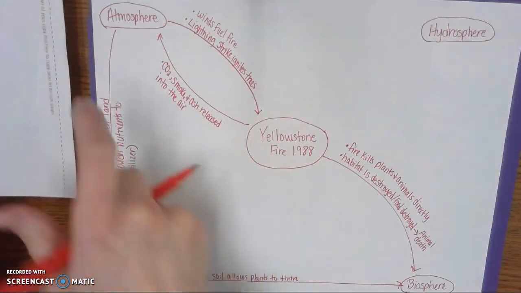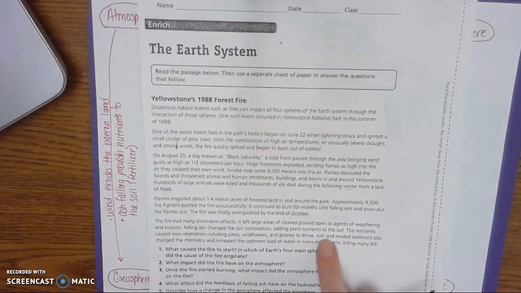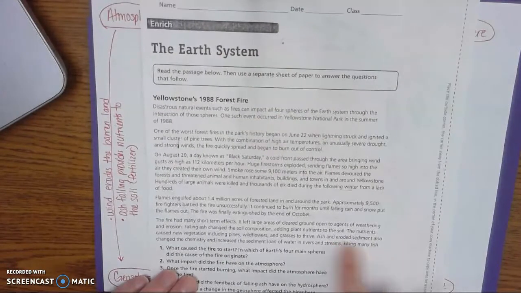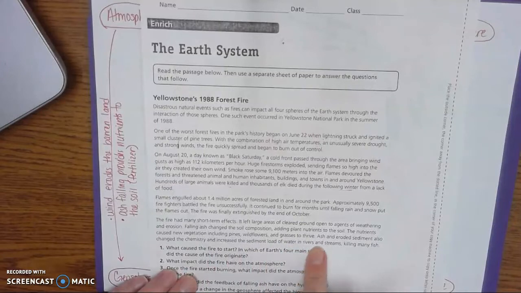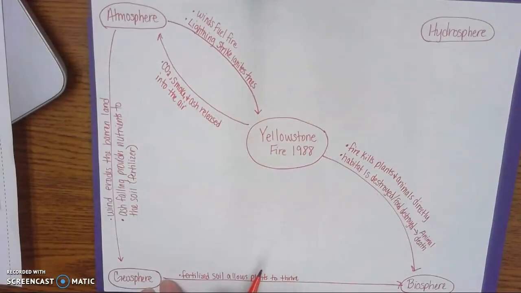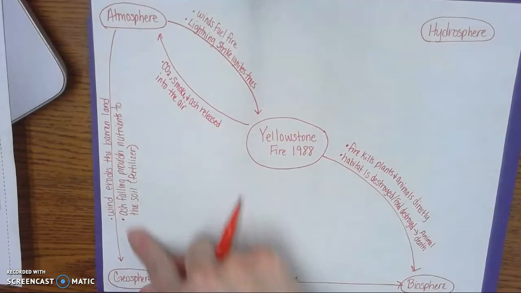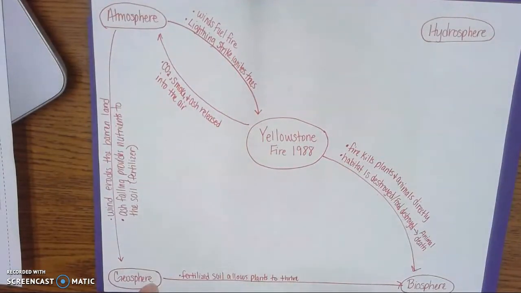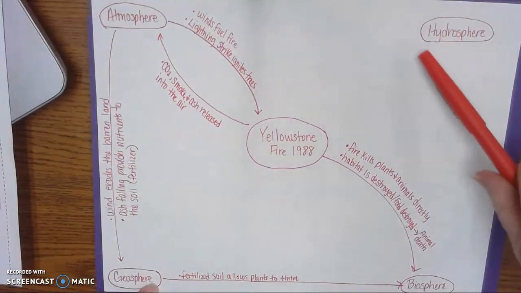The next thing that they talk about is that the ash and eroded sediment also changed the chemistry and increased the sediment load of water in rivers and streams, killing many fish. Okay, well now this is a bummer. This is not good. But now we've got the geosphere. Not only are you getting the ash here, but now you've got this ashy soil that is going to run off and create muddy land that's going to run off into the water. So where's that one going to be? Oh, all the way over here.